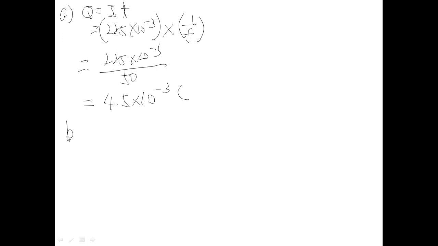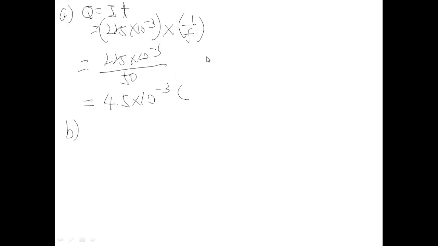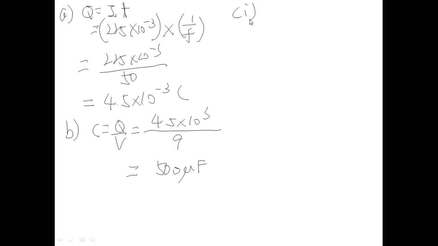Okay. Now B, I want to find what is the capacitance of the capacitor. So back to the question again. The potential difference here is 9 volt, meaning the capacitor is charged up to 9.0 volt. So from the equation, C equals Q over V. Q is what I have calculated here, 4.5 times 10 to the power negative 3 coulomb. V is 9 volt, so I should have 500 microfarad.